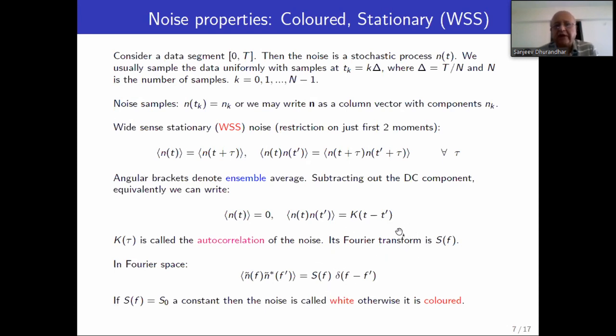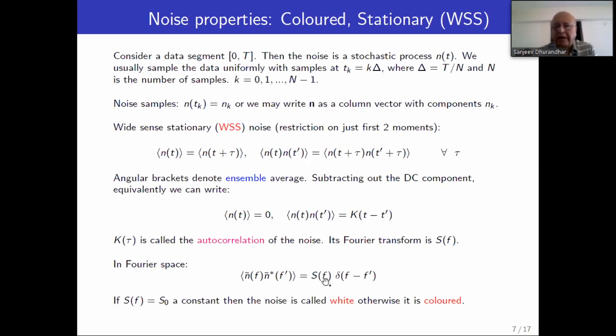And if you calculate its Fourier transform, that is S(f). This was the thing which appeared in the previous curves which I showed you for the LIGO noise curves. Now if you just transform this equation, I have done the algebra, but not shown you the algebra. Then n(f) times n*(f') is S(f) times delta(f - f'), which is the Dirac delta function. So this is the property of what is called wide sense stationary noise, or WSS noise. And this S(f) is called the power spectral density of the noise. So S(f) is called the PSD, or the power spectral density of the noise.